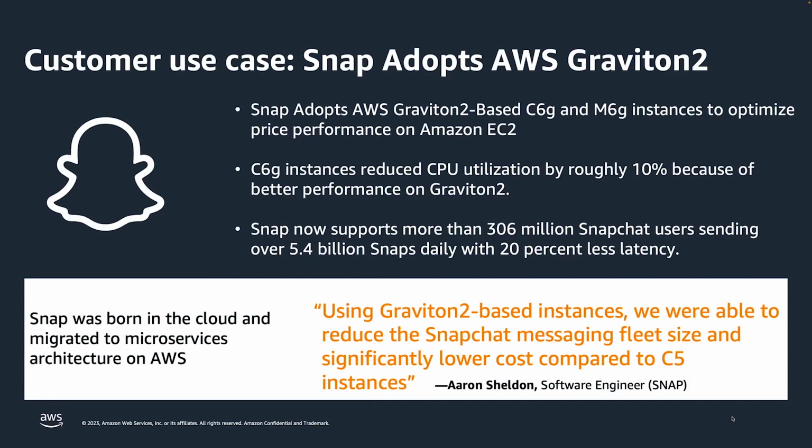Here's a customer use case where Snap has adopted Graviton 2. You can see by using Graviton 2 based instances, they were able to reduce the fleet size significantly, lowering costs compared to C5 instances. So by changing the architecture of the underlying platform of their compute resources, they've had cost savings. And as I said, the brilliance of using containers is that the build process is just flags that are changed.